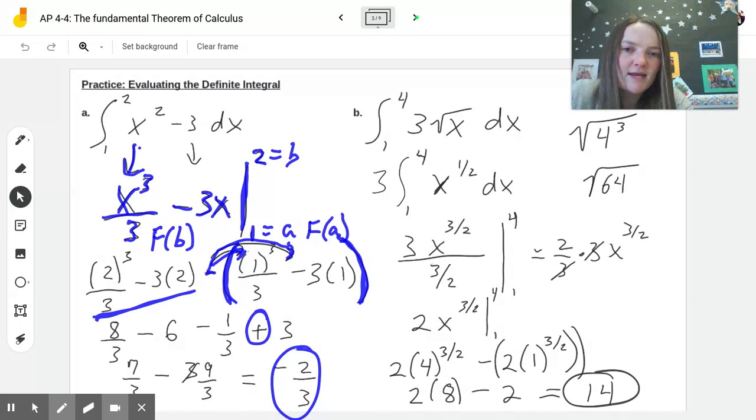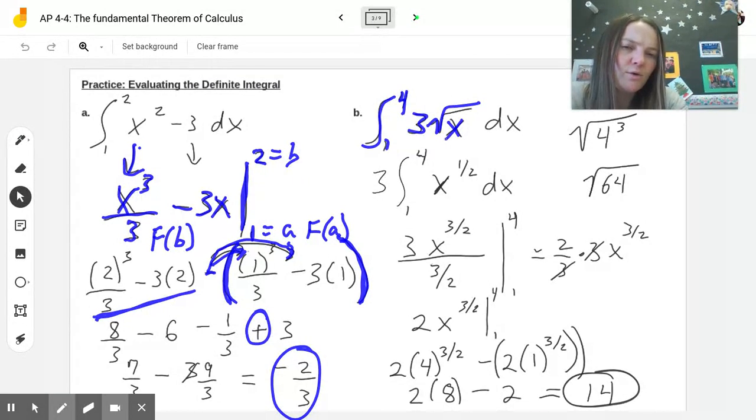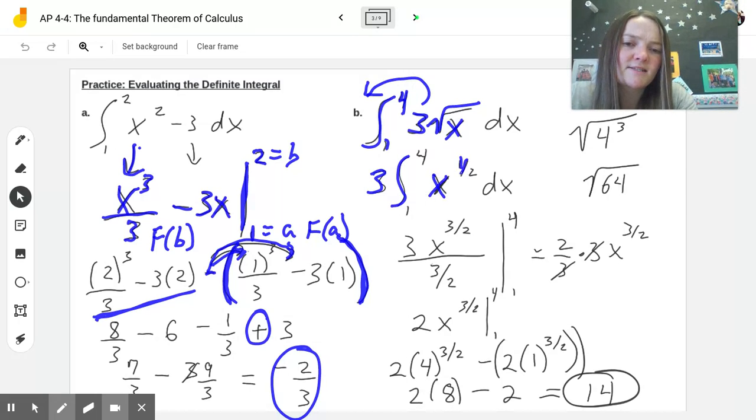So the next one says, hey, find the integral from 1 to 4 of 3 radical x with respect to x. Well, I don't really know that much about that, but what I could do is use properties of integrals to reevaluate. So I'm going to move the constant out front here, and I'm going to rewrite square root of x as x to the 1/2. In fact, you might remember this strategy from when we first did derivatives. Let's go ahead and use the fundamental theorem of calculus.